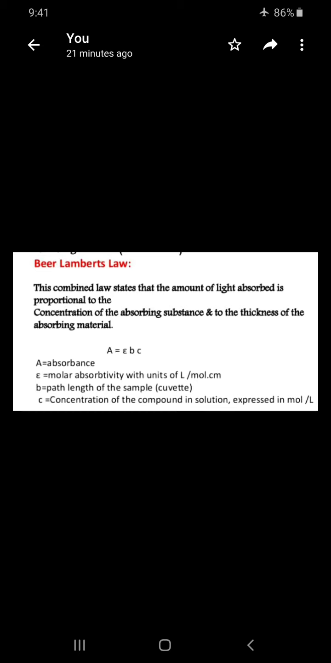So A is equal to E b C. A is absorbance, E is molar absorptivity with units of liter per mole centimeter, b is the path length of the sample, and C is the concentration of the compound in solution, expressed in mole per liter. Clear? Okay.